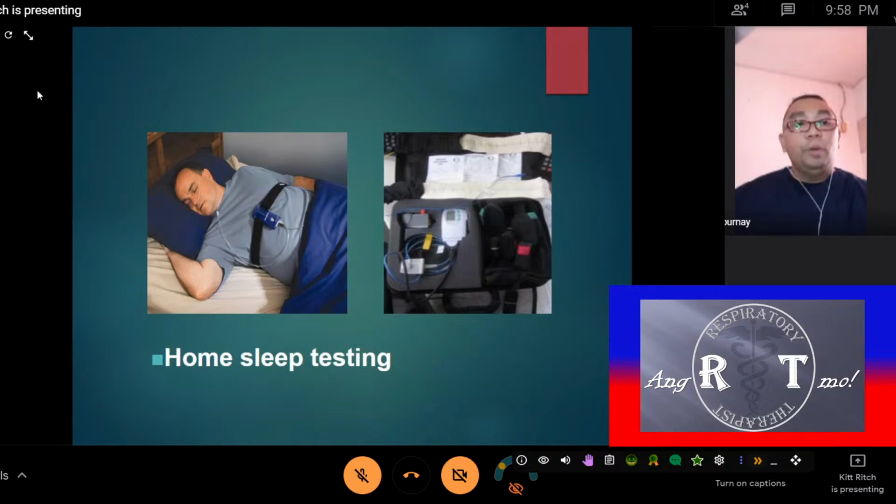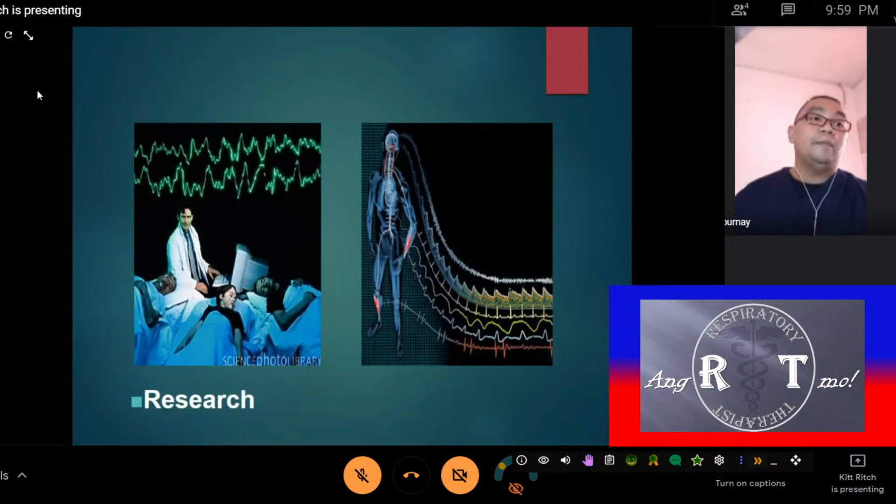We also perform home sleep testing, but the difference is that in home sleep testing, you're only monitoring the breathing of the patient, the abdominal belts, the position of the sleep, and also the oxygen saturation. That's only what you monitor for home sleep testing, and also for some research.